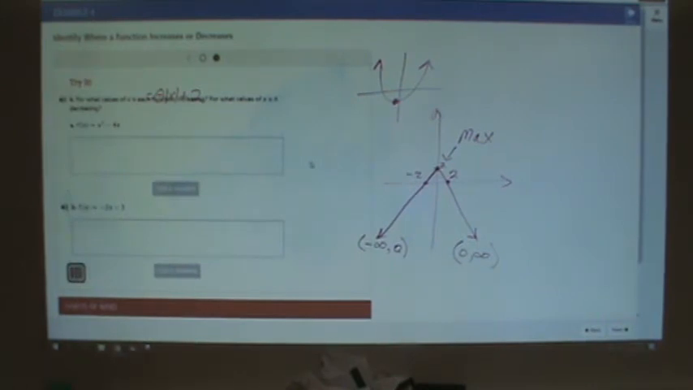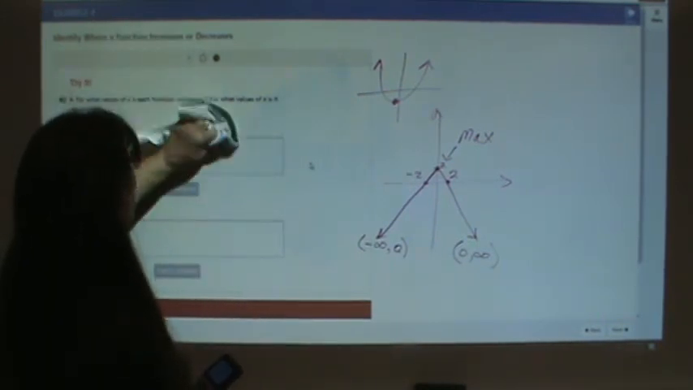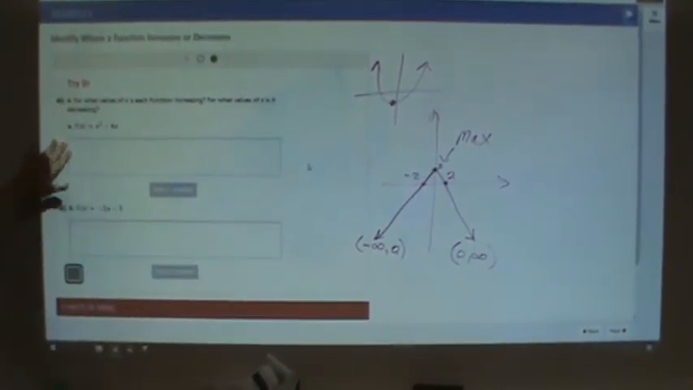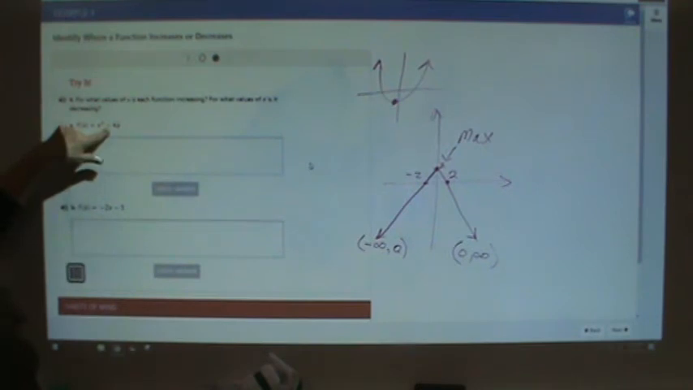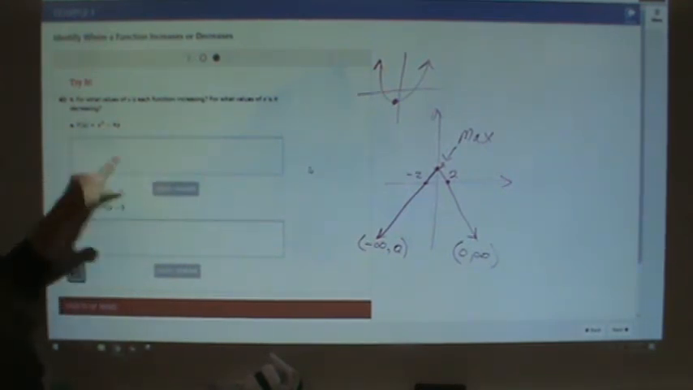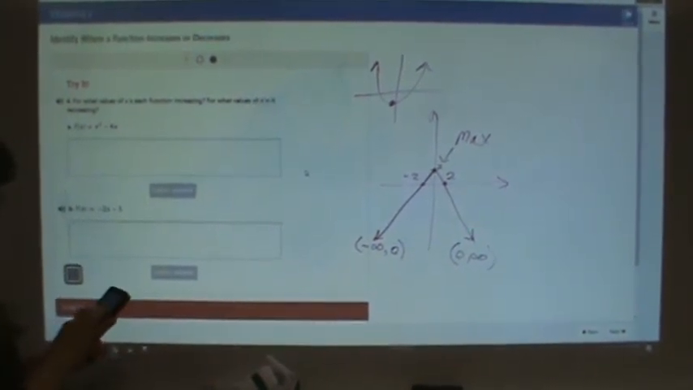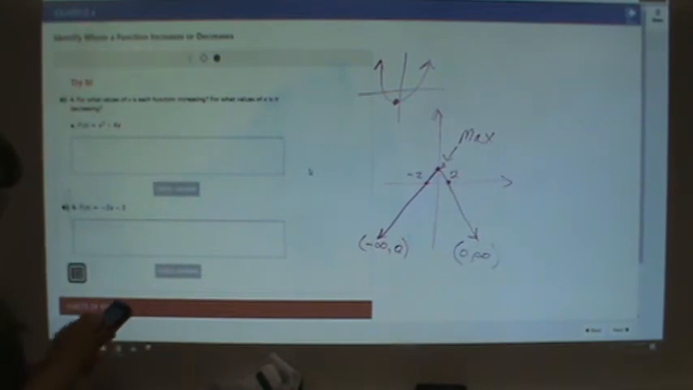All right, so I'm going to let you guys do this one. We're going to show you the answers though, but I would like you to stop the tape for a minute. I want you to try this problem with your calculator and then put your answer in here and check it. Now this one says for what values of x is each function increasing, for what values of x is it decreasing. So we have x squared minus 4x.